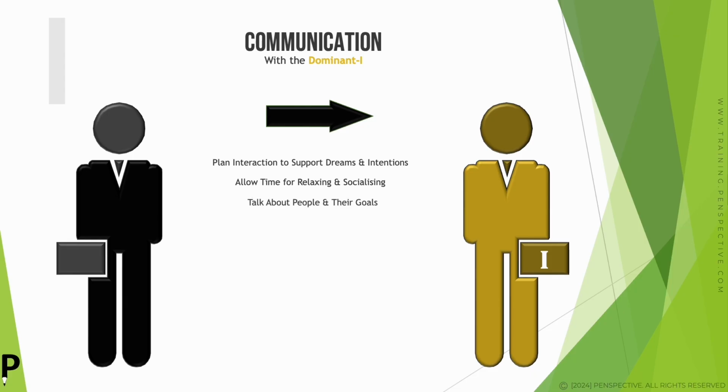Talk about people and their goals. Dominant I individuals value discussions centered around people and their aspirations. Focus on personal stories, goals, and achievements rather than delving solely into facts, figures, or technical details, which may detract from their engagement. Focus on people and action items. Provide written details. When discussing tasks or projects with dominant I individuals, emphasize the human element and actionable steps. Ensure clarity by putting detailed information in writing, avoiding ambiguity, or leaving decisions unresolved.